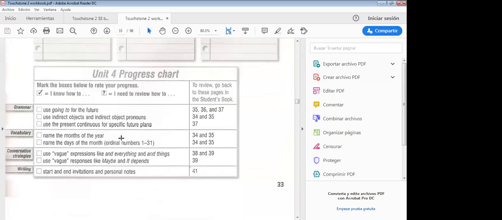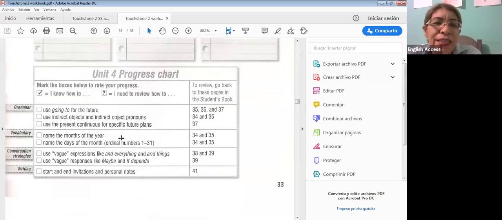Well, at the end, we have the Unit 4 progress chart. We finished with Unit 4, so let's review this part very fast. As you know, you have to mark the boxes below to rate your progress. You're going to put a check if you know how to do it, or a question mark if you feel that you need to review again. Let's begin with grammar. It says use going to for the future. This part is very easy. For example, tomorrow I'm going to see a movie with my friends, okay? Or maybe you can say, tomorrow I'm not going to play soccer.